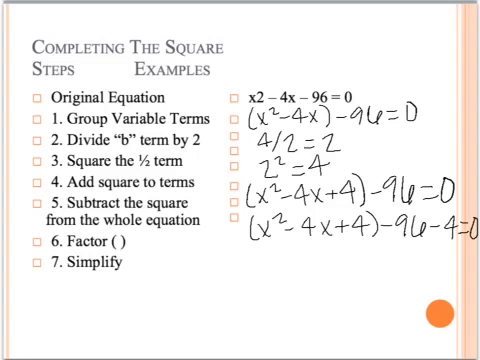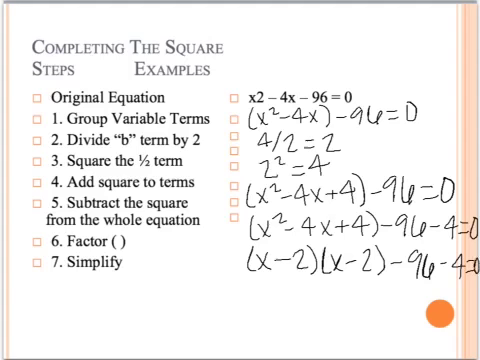Step 6 is to factor inside the parentheses. So x minus 2 times x minus 2, minus 96, minus 4. Step 7 is to simplify. So x minus 2 squared minus 100.